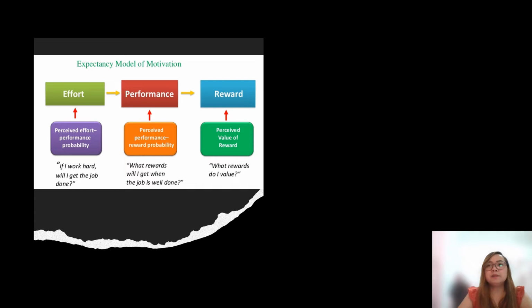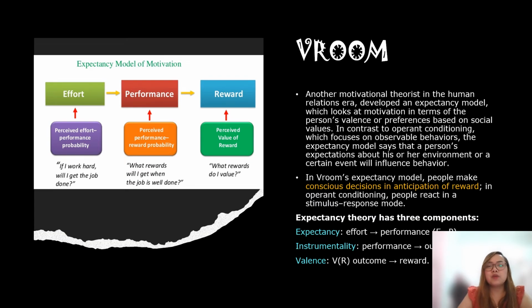Okay? One is Vroom. So for Vroom, the human relations era theory that he has developed is an expectancy model. It looks at motivation in terms of the person's balance or preferences based on social values. In contrast to operant conditioning, which was discussed a while ago and focuses on observable behaviors, the expectancy model says that a person's expectation about his or her environment or a certain event will influence behavior. So in Vroom's expectancy model, people make conscious decisions in anticipation of reward. In operant conditioning, people react in stimulus-response mode.